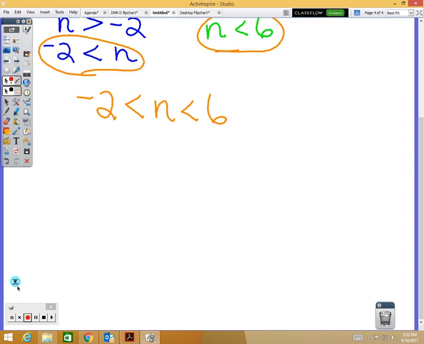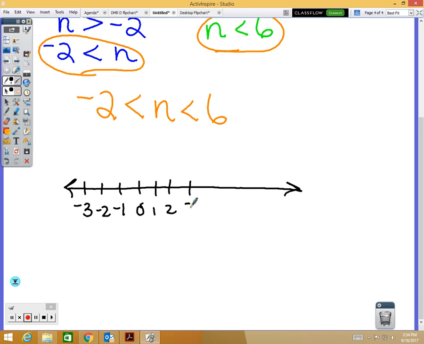The next step would be to graph this, okay? So let's make a number line. Our number line needs to have at least -2 through 6. I always like doing one more and one less, but you don't have to. As long as you have -2 through 6, it's fine.